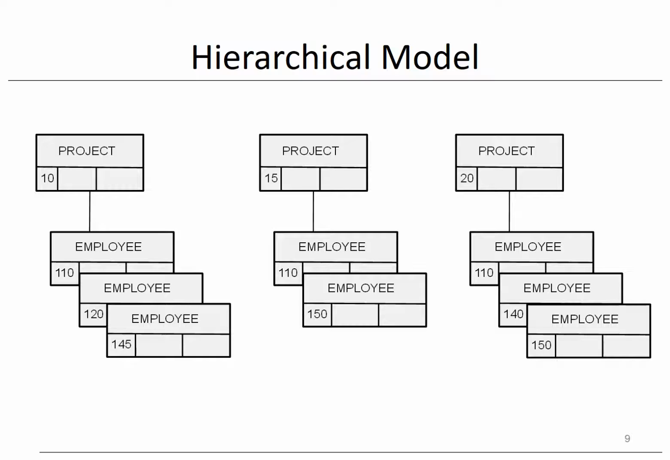If the data of employee 110 is updated in one relation, it must also be updated in the other relations, or inconsistent data will occur. Note that the number of hours an employee worked on a project can be put in the child record type.